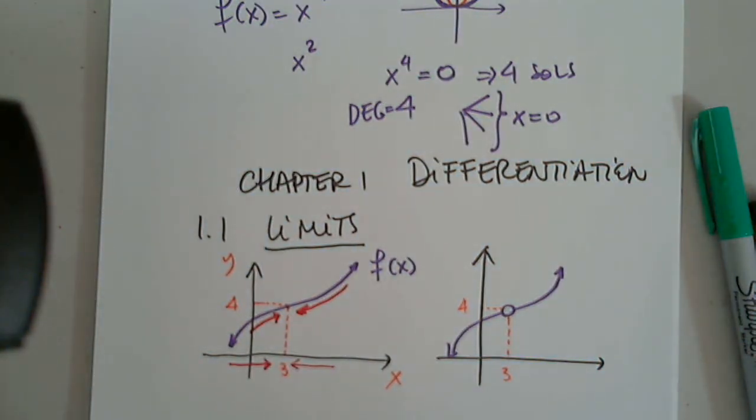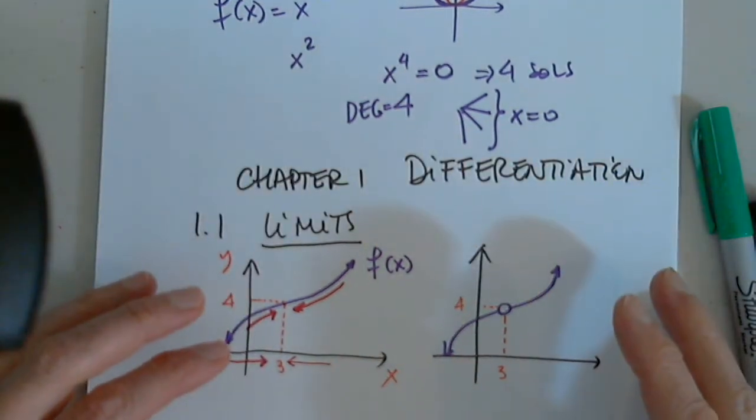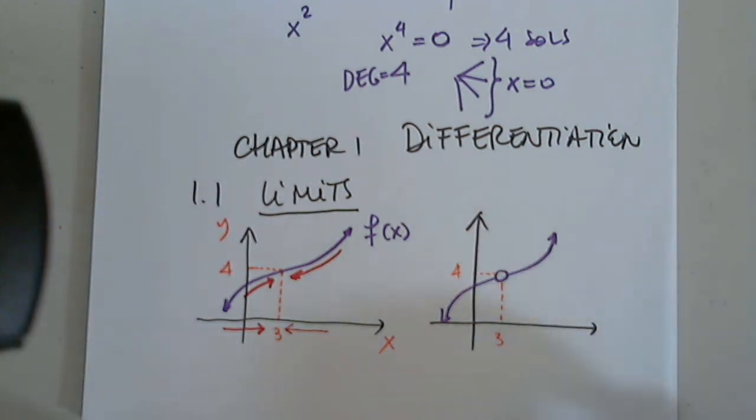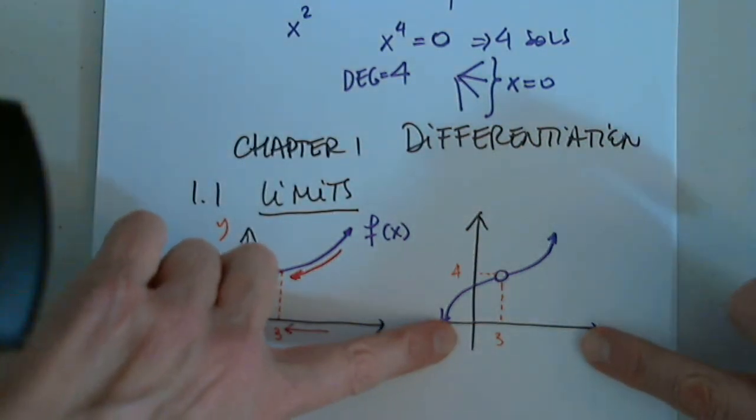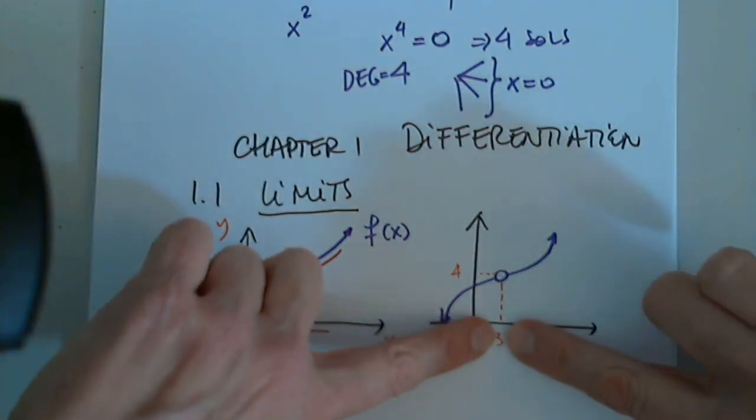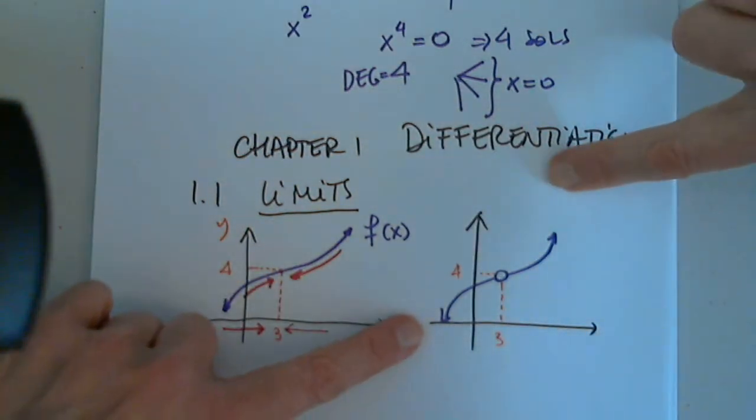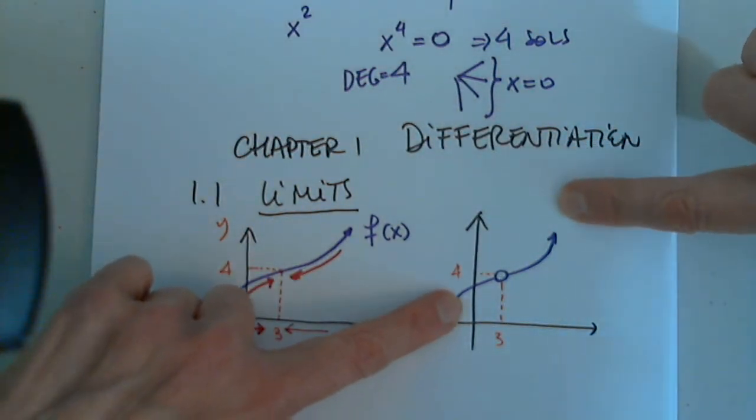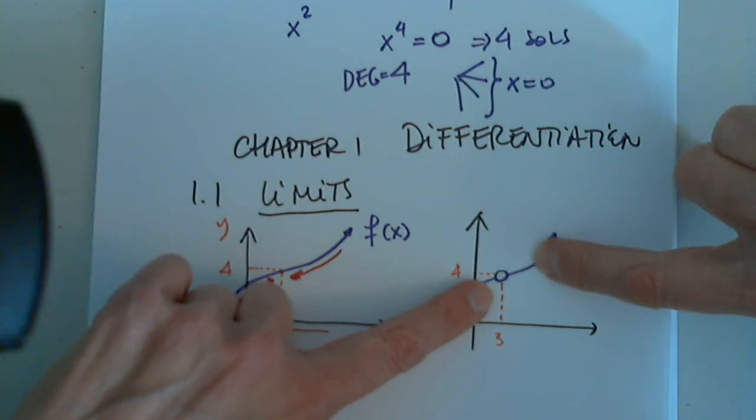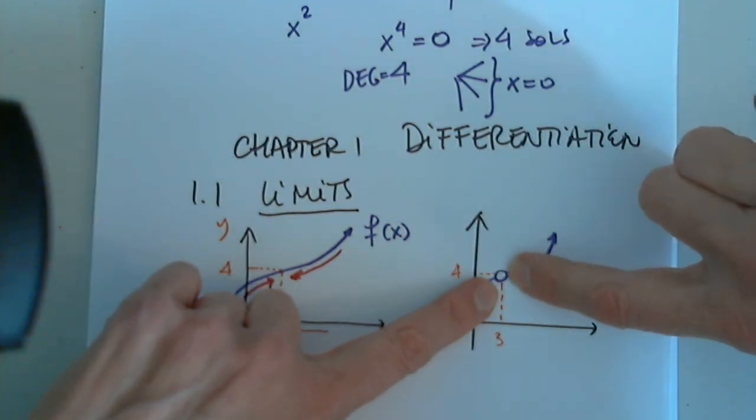Everyone, would you agree? Yes. Perfect. Now let's take a look at this one. Now I want to ask the same question. As x gets closer and closer to 3 from either side, can I say that the function values get closer and closer to 4?